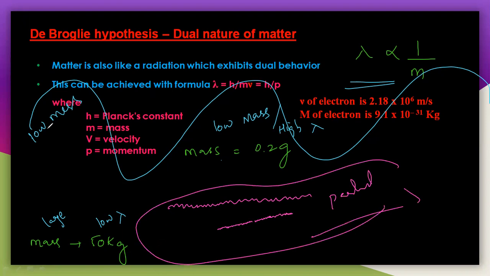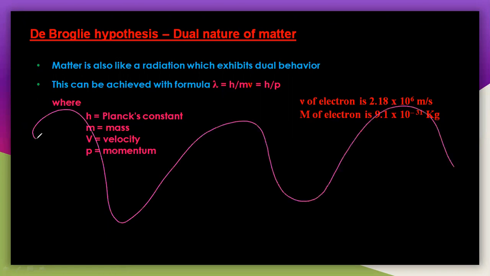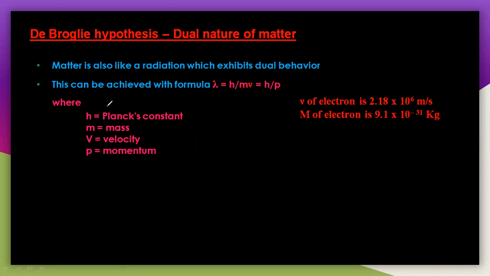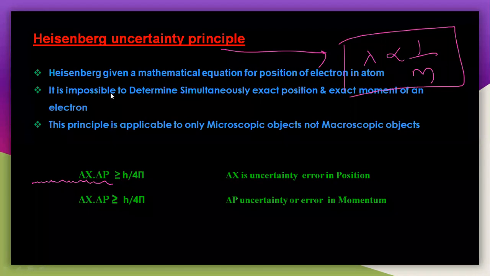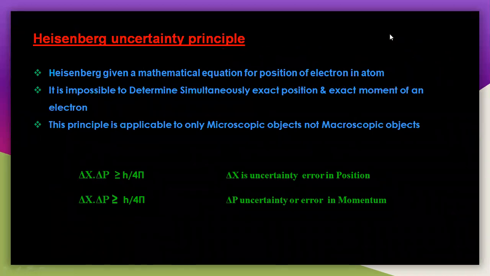Remember once again, if it has very low mass, then you will have the wavelength like this. If it has very high mass, then it will be like this. Because lambda is inversely related to m, as given by the de Broglie hypothesis. De Broglie is the scientist here. This is the important thing and this will come in the examination. So you have to understand this de Broglie hypothesis particularly. Now we'll see in the next session the Heisenberg uncertainty principle also.